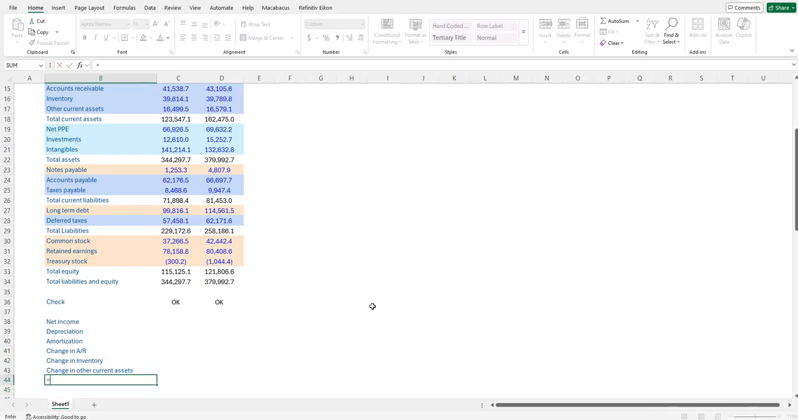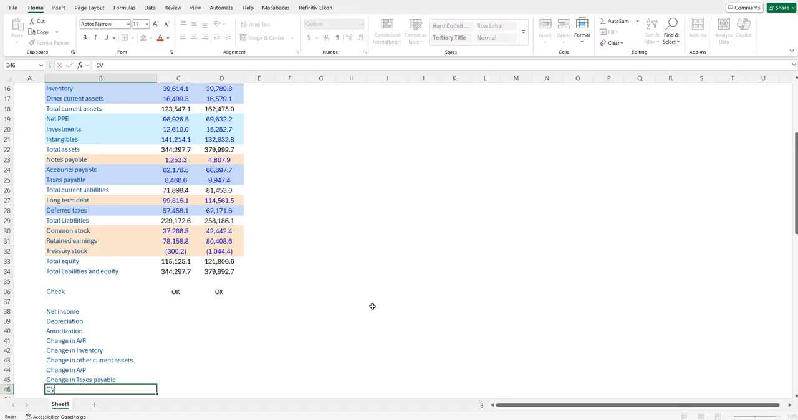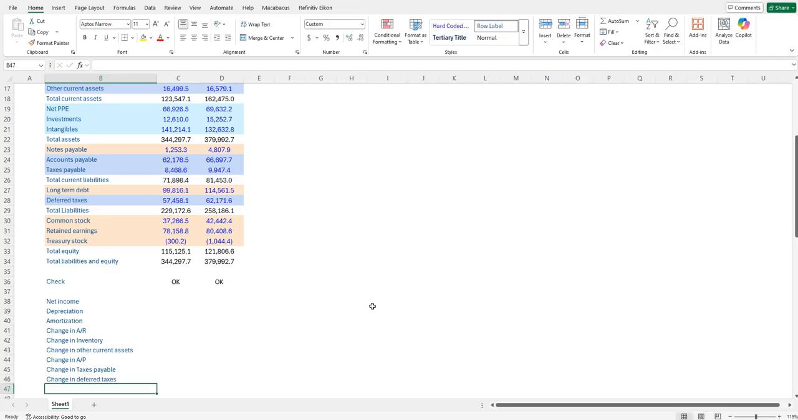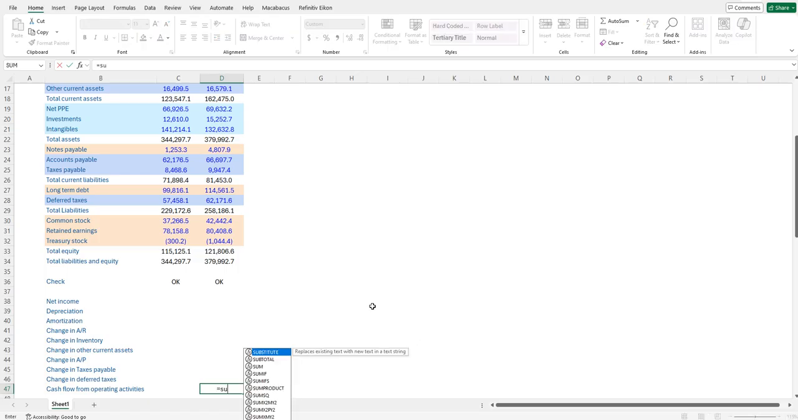And then we also want to include the change in accounts payable, and that's from the liability section, right? And the change in taxes payable, and then the change in deferred taxes, okay? And that's the total cash flow from operating activities. All we need to do is just sum up these items.